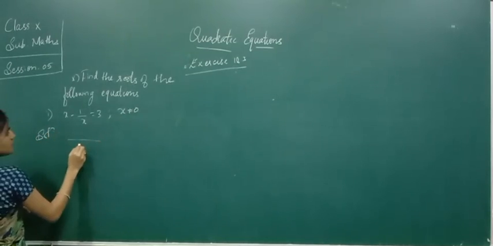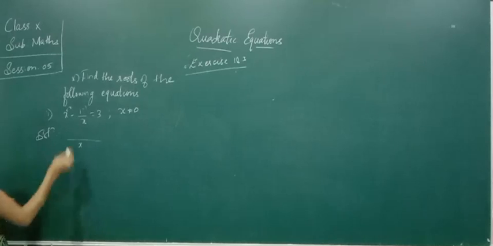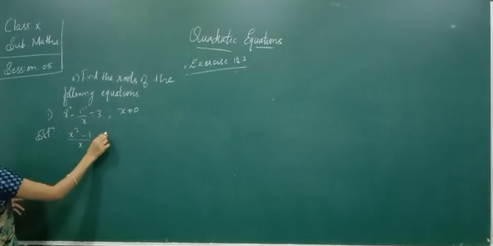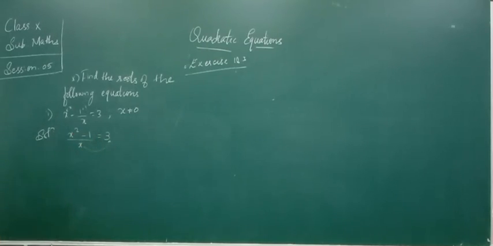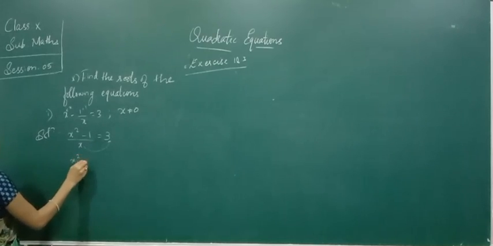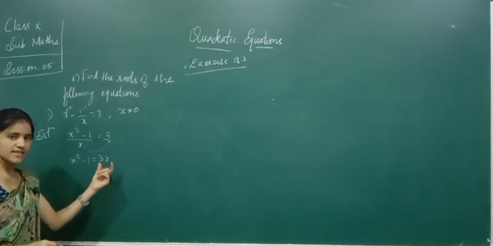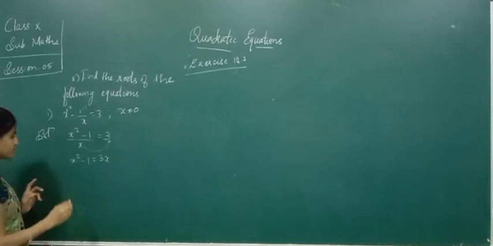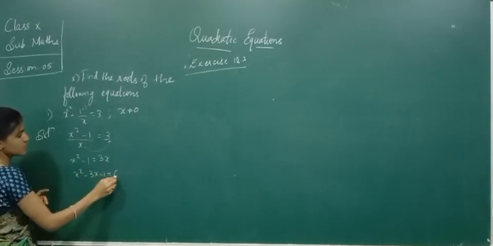x is going to be our LCM into x into 1. x into x is x square minus 1 is equal to 3. Now shift this x to the right hand side. It is going to be multiplication. Okay, then what is going to happen? x square minus 1 is equal to 3x. Shift this plus 3x to the left hand side. It is going to be minus 3x. x square minus 3x minus 1 is equal to 0.